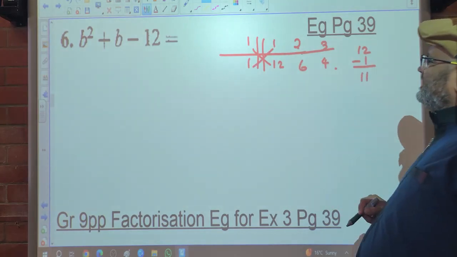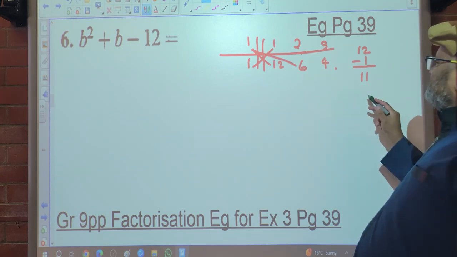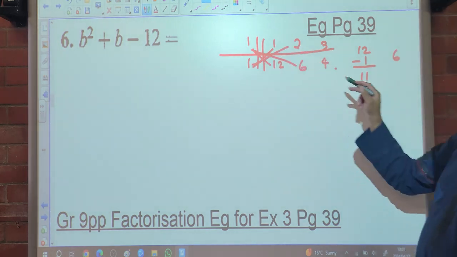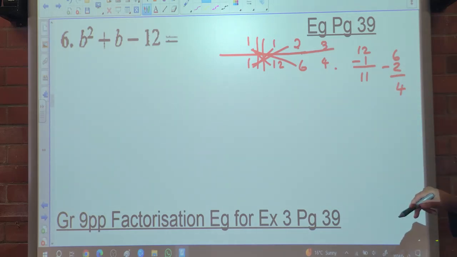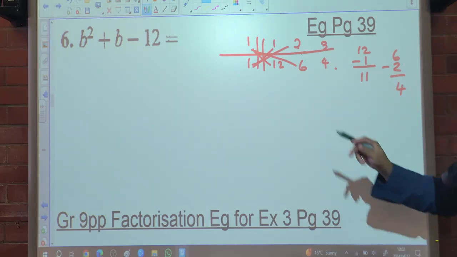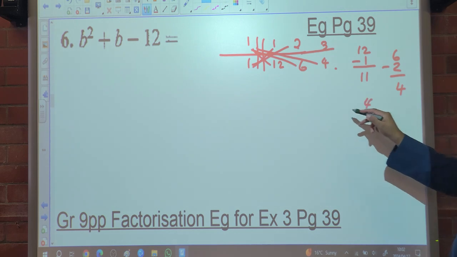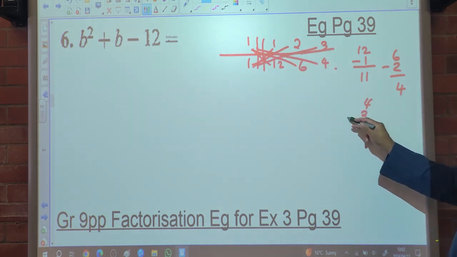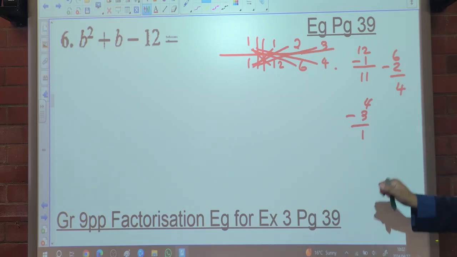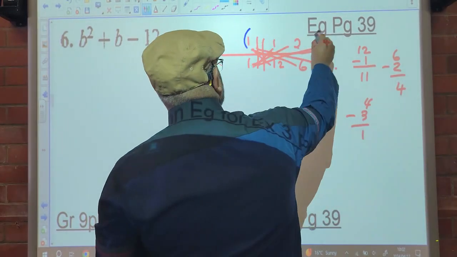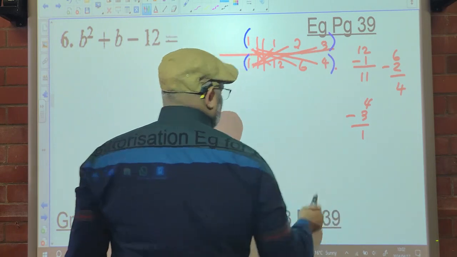Subtracted, you get 11. 1 times 6 is 6. 1 times 2 is 2. You subtracted, you get 4. What am I looking for? 1. 1 times 4 is 4. 1 times 3 is 3. You subtracted, you get 1. Okay, and that is actually what I'm looking for. In the bracket goes 1 and a 3, or 1 and a 4.